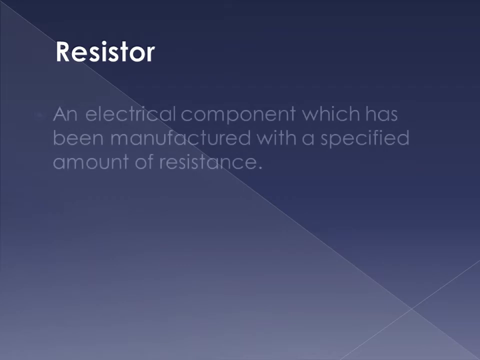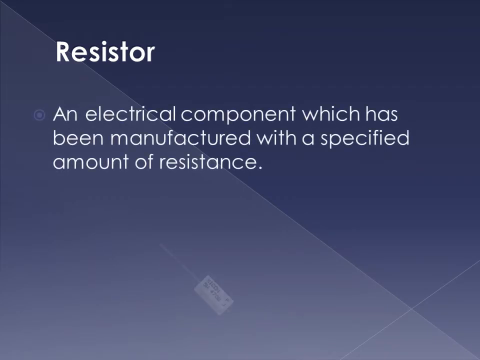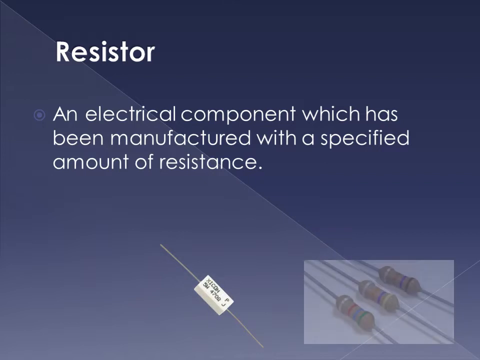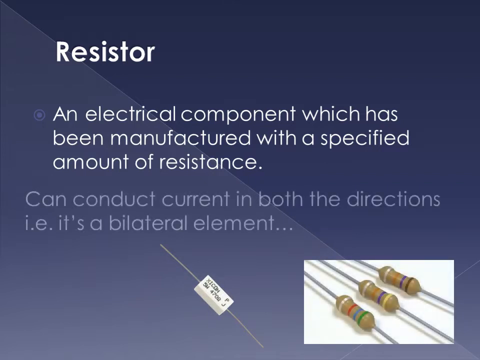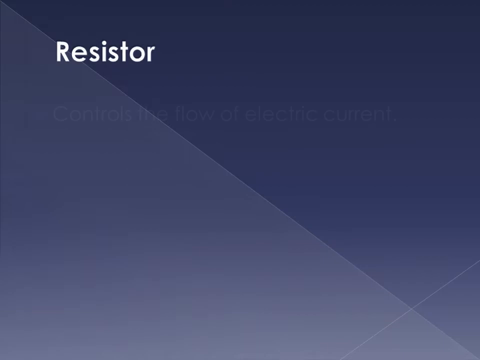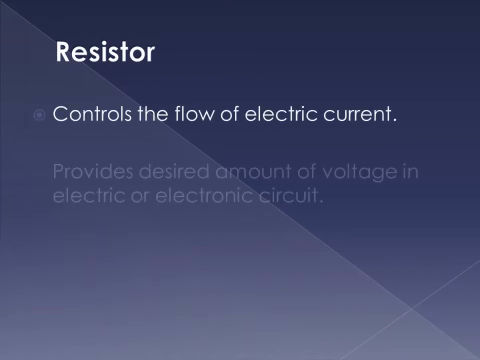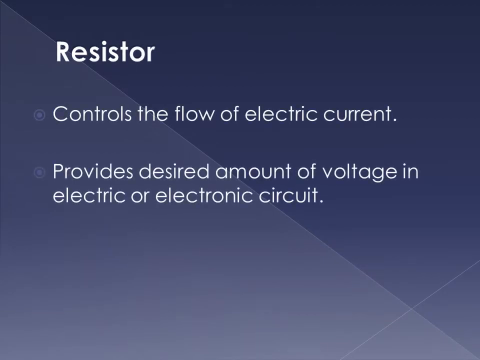A resistor is an electrical component which has been manufactured with a specified amount of resistance. Resistors can conduct current in both directions. Thus, resistors may be connected in an electric circuit without concern for lead polarization. Now, where is this resistor used? It is used mainly for two purposes, namely controlling the flow of electric current and providing the desired amount of voltage in an electric or electronic circuit.